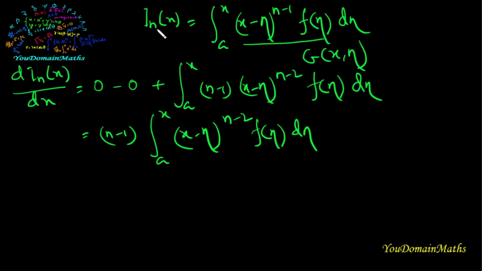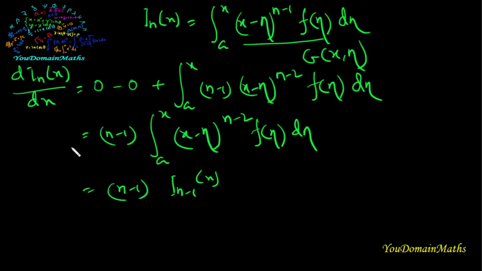Since I_n(x) is equal to this with the power n minus 1, when the power is n minus 2 we can write it as n minus 1. So we can write it as (n minus 1) I_{n-1}(x). This is very simple.